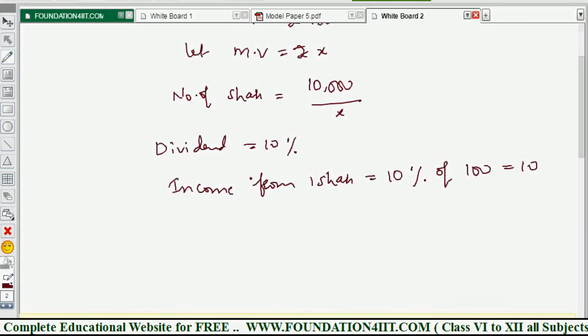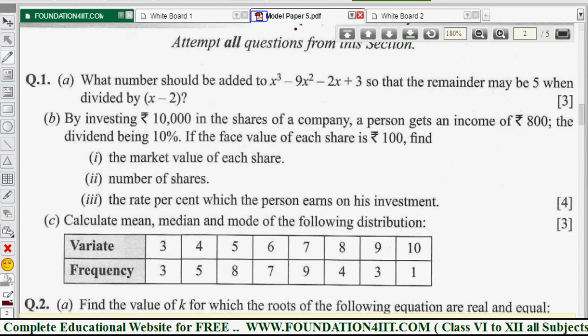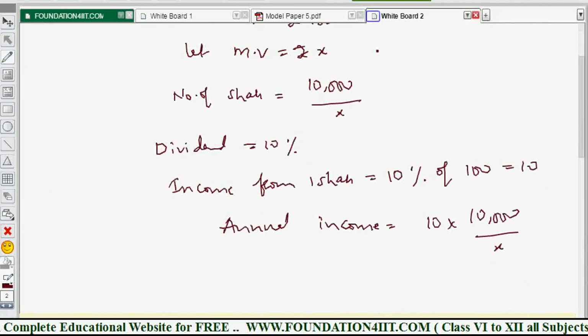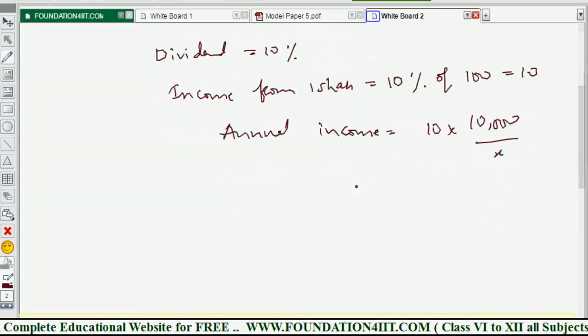Then annual income means total income. That is income from one share, 10, into the number of shares, 10,000 by X. So 10 into 10,000 by X is the annual income. Now if you see the question, the person gets an income of 800. According to the question, income is 800. That means this value is equal to 800.